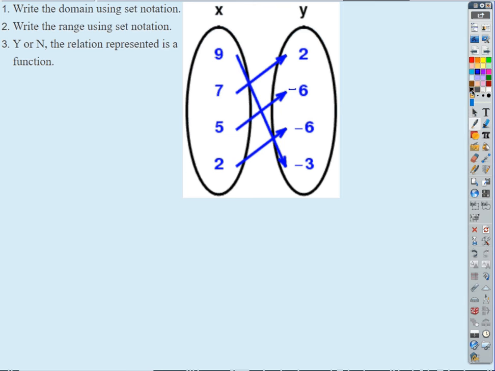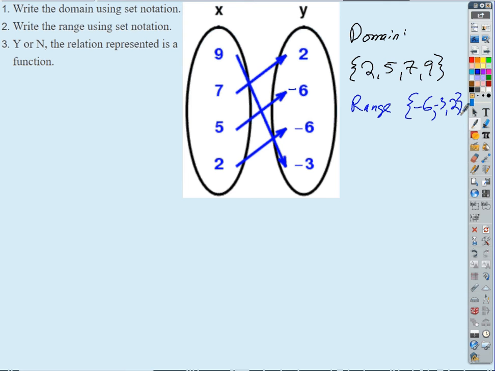So what's the domain going to be for this one? 2, 5, 7, 9. Good. And we want to write it using set notation. We've got to use the curly brackets. We've got to put them in order. 2, 5, 7, 9. How about the range? 2, or 6, 8. Okay, I get -6. Do I have to say it twice? No, just once. -6, -3, 2. Okay, is it a function? Yes, it is. Good, you can see that there's only one output for each input.